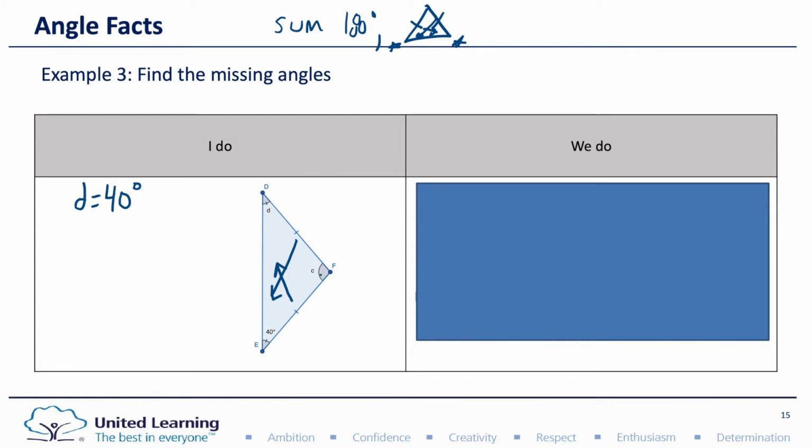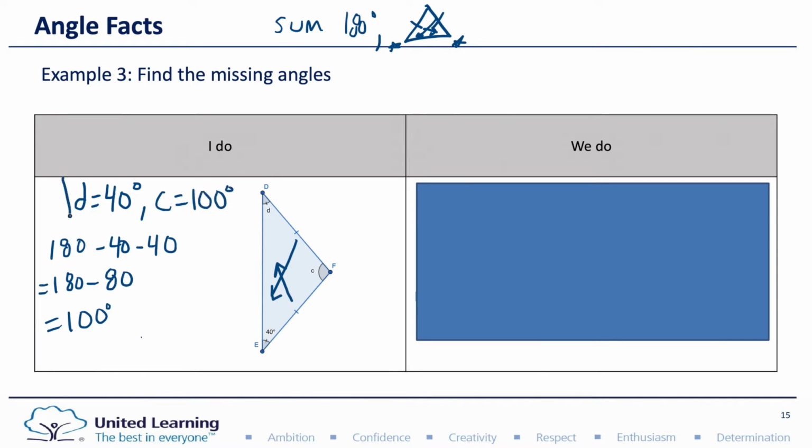The last angle remaining is C, and if you notice, we already have two interior angles of a triangle, so why don't we just take that away from 180 degrees to get the remaining one. So 180 minus 40 minus 40 would be the same thing as 180 take away 80, which would give us 100 degrees. So that means C is 100 degrees.